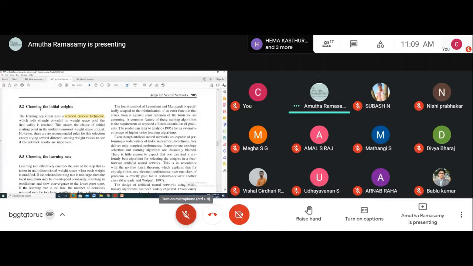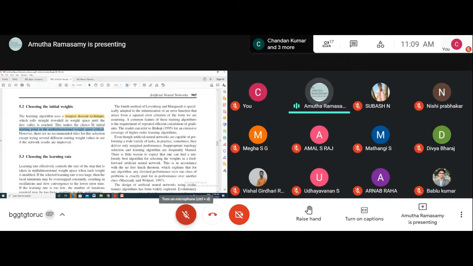Choosing the initial weight value: under this heading, we are talking about the variation, then we have to identify the value. This makes the choice of the initial starting point in the multi-dimensional weight space. We are not having a 2D, we are not even having a 3D. It is a multi-dimensional weight space, which is critical, so we have to identify this. However, there are no recommended rules for the selection except trying several different starting weights.